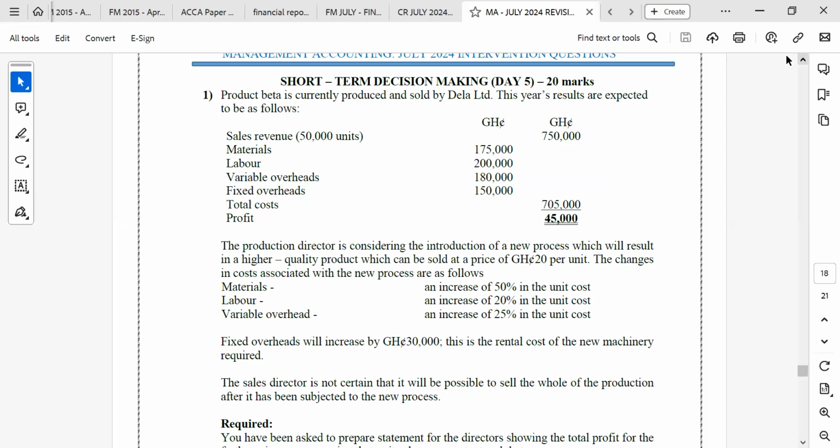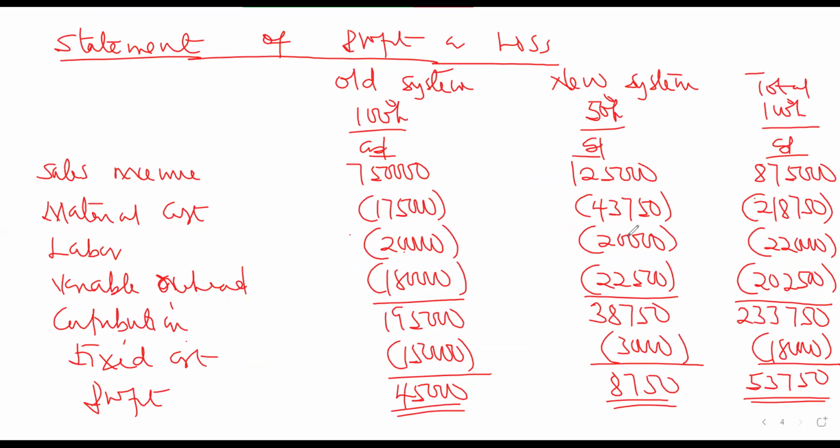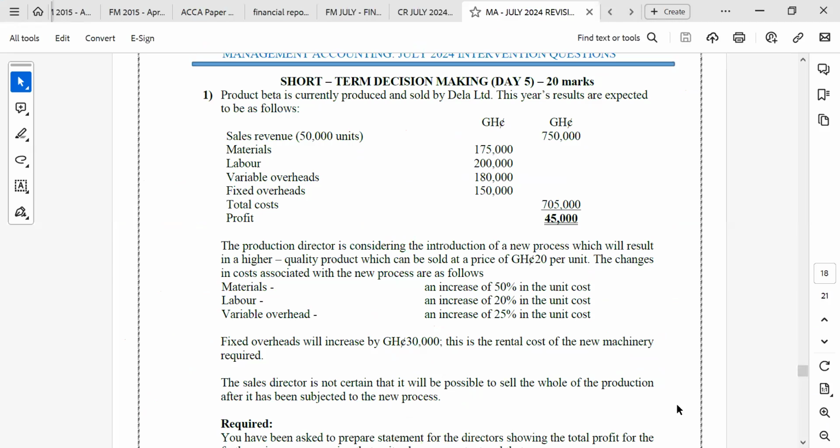Is it the one we just did? Yes, just explain. So with that one, we found the labor cost per unit. That was the 200,000 divided by the 50,000. We had 4. And the person says it is increasing by 20%. When we increased by 20%, we had 4.8. With the increase, which is 4.8 minus 4, 0.8, multiplied by the new quantity, which is 25, we have 20,000.